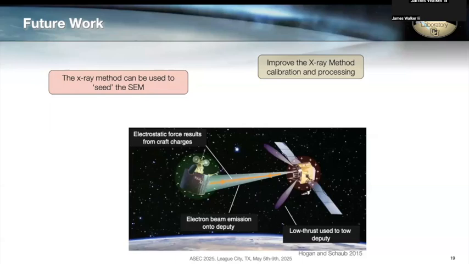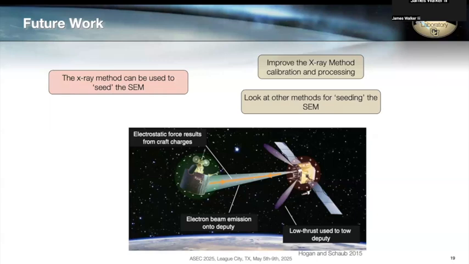So one of the ways that we can improve our current methods is to improve the X-ray method processing, allowing it to be far less reliant on its initial calibration, therefore making it more general to spacecraft and to space environments and charging situations. The other aspect that we're going to look at is using a different method to seed the secondary electron method. So rather than using the X-ray method that is very dependent on its calibration, can we use another method to seed the secondary electron method that would be more robust to a dynamic environment?